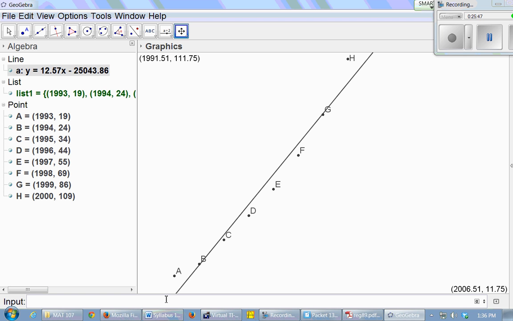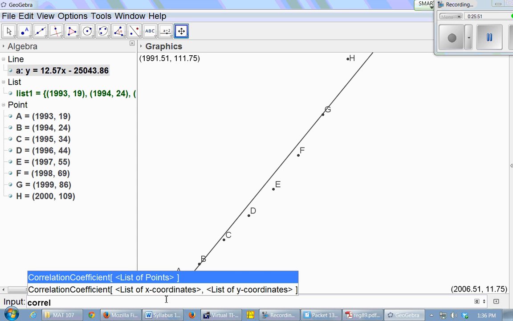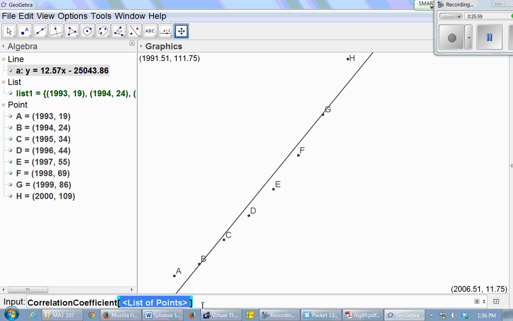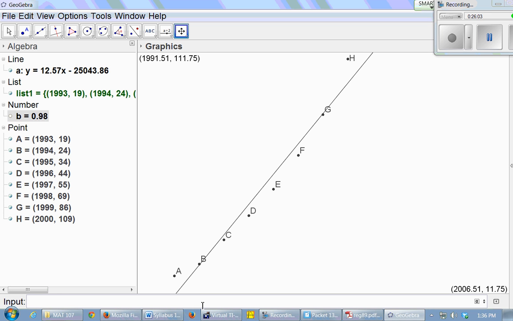And then to get the correlation coefficient, you type correlation coefficient. So it's this first option here, correlation coefficient. And in the square brackets, you have to put the name of the list of points, list 1. And it says this number B is my correlation coefficient, it's 0.98.